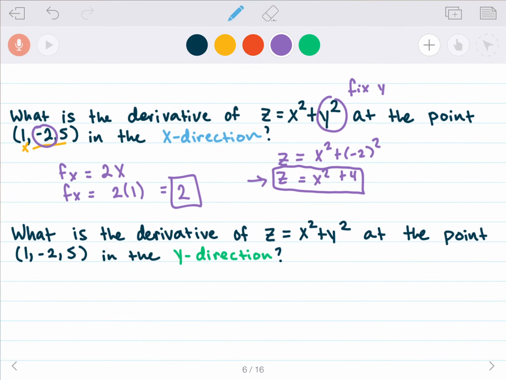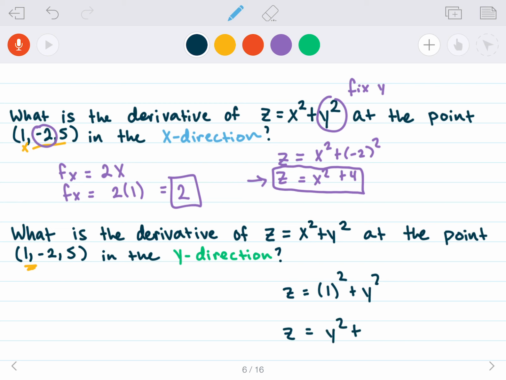Okay, so let's go to the y direction. Now with the y direction, we're holding x fixed. And what is x going to be fixed to be? Well, x is going to be 1 here. So if I hold x as 1, I have 1 squared plus y squared, and so this is just z equals y squared plus 1. So this is just a parabola in the yz plane, shifted up 1 unit.